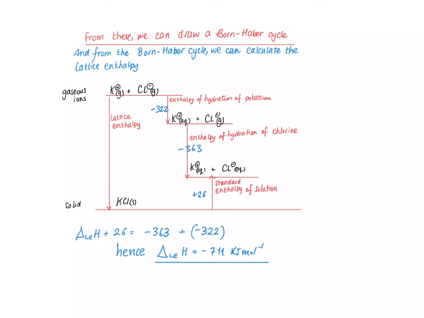We say that the anti-clockwise arrows, which is this one plus this one, equal the clockwise arrows, this one plus this one. So if you put it in a formula, we have the lattice enthalpy, which we don't know, plus this, which is plus 26, equals this one plus this one. If you rearrange the equation, you can work out that the lattice enthalpy is minus 711 kilojoules per mole.